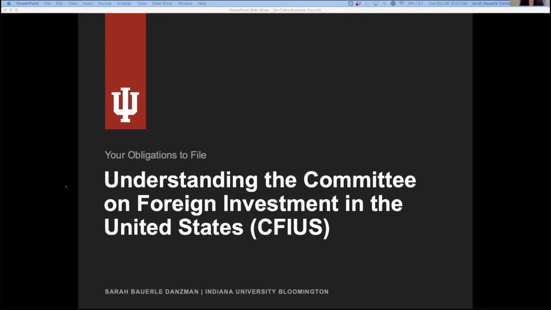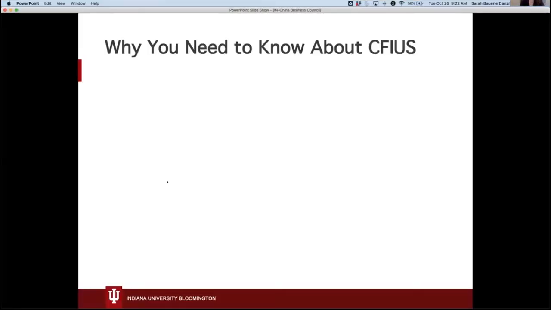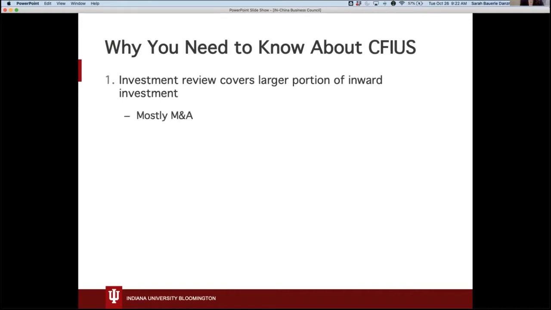So first, let me make a case for why you should care about investment screening. The first is that investment review in the United States now covers a much larger portion of inward investment than it did even just a few years ago. Those of you who know much about CFIUS will know that it mostly covers mergers and acquisitions, and basically any merger or acquisition that involves a U.S. business as the target and a foreign company as the acquirer will be covered through a CFIUS process.